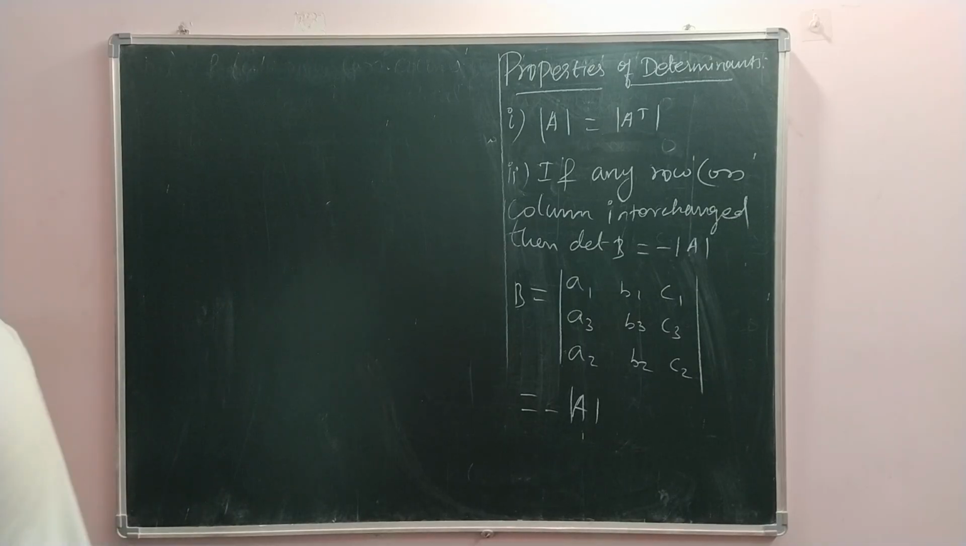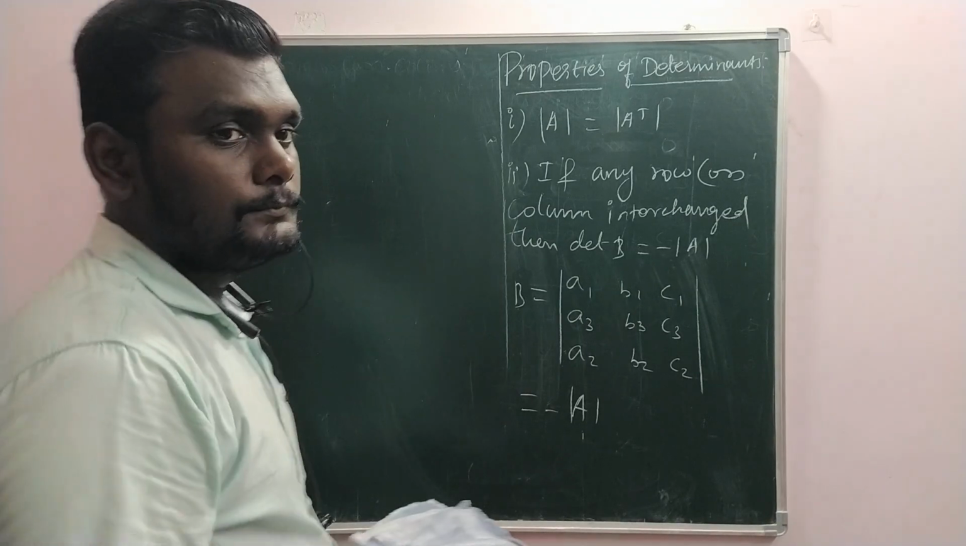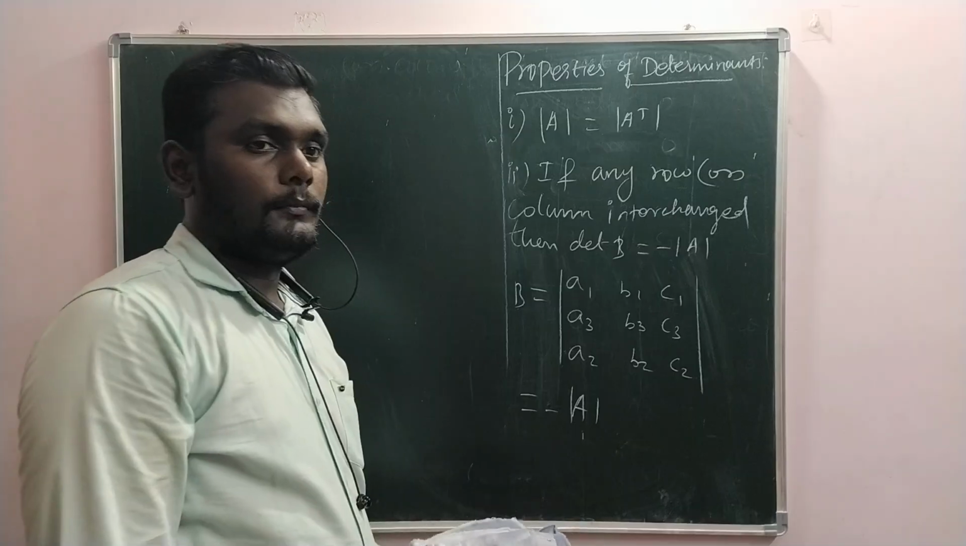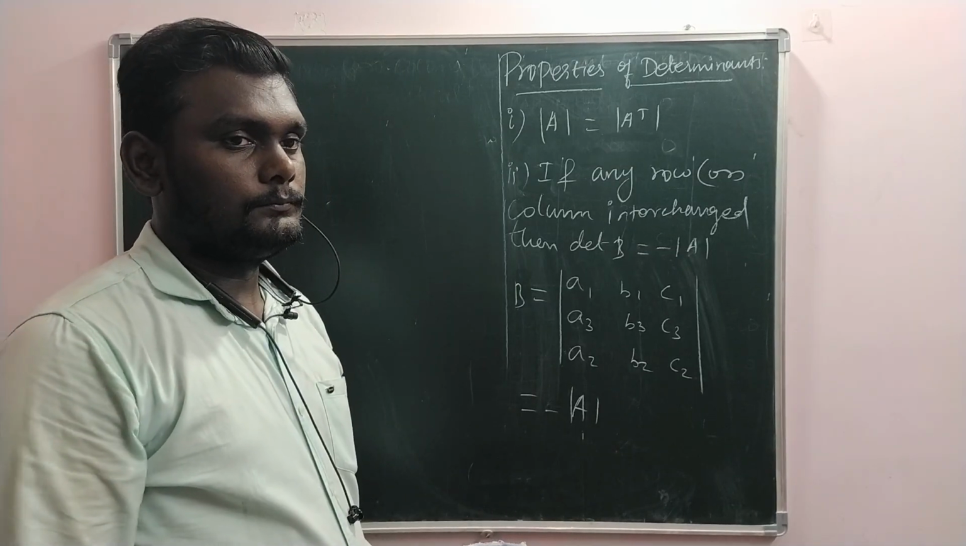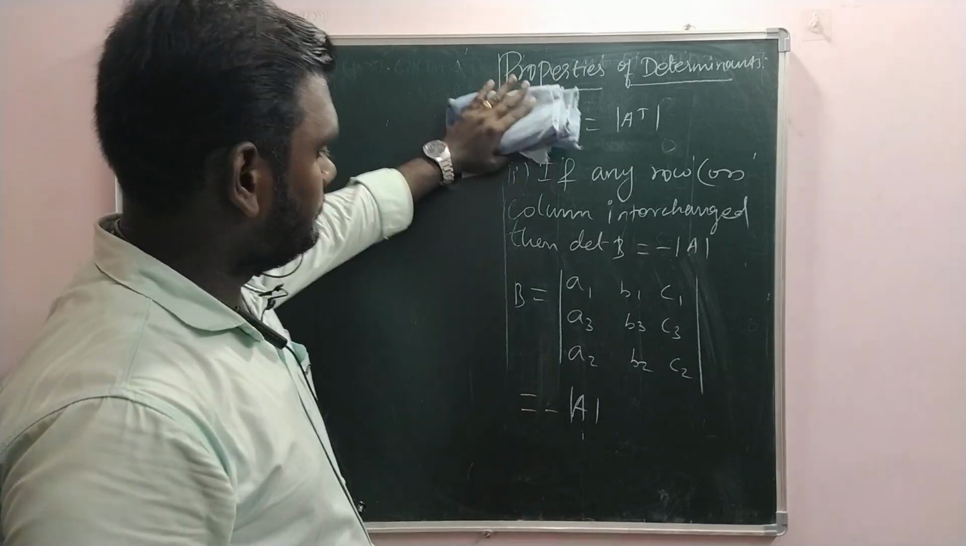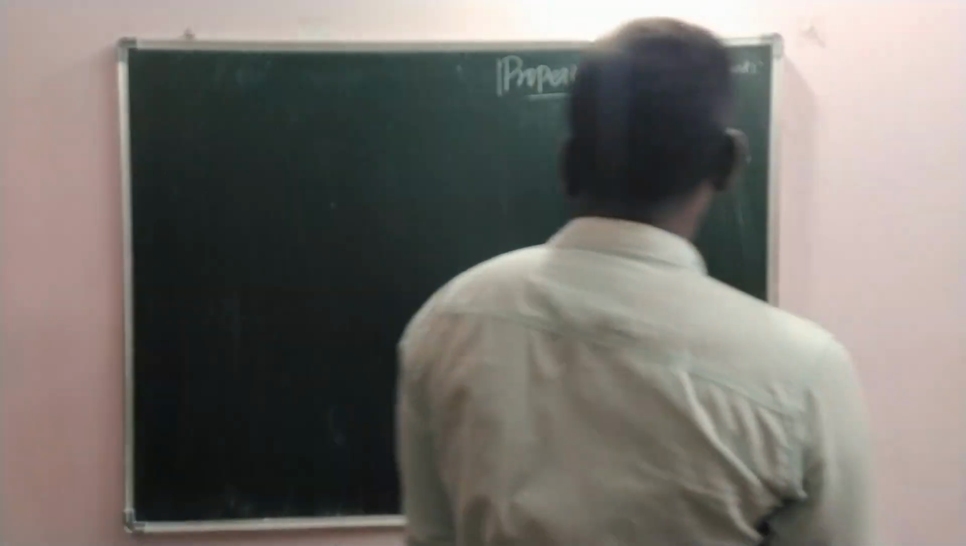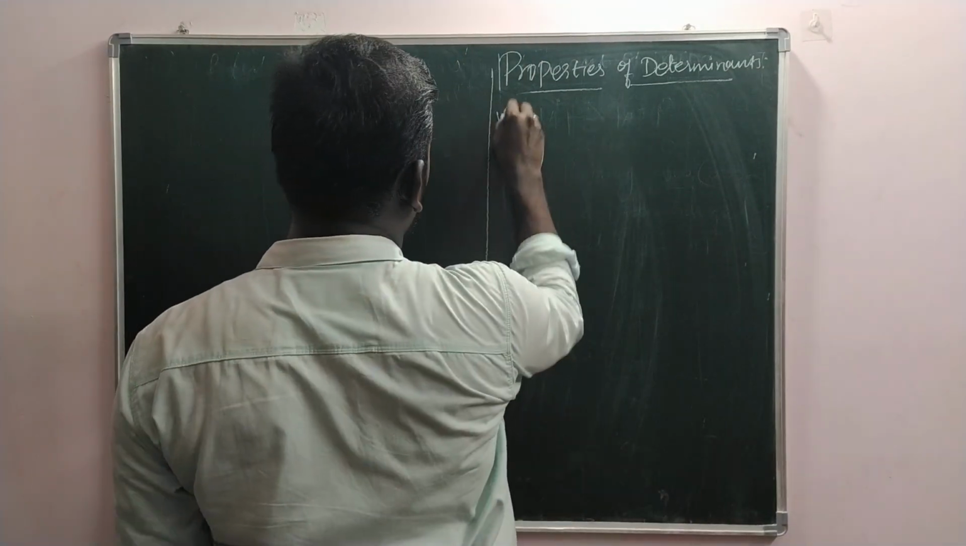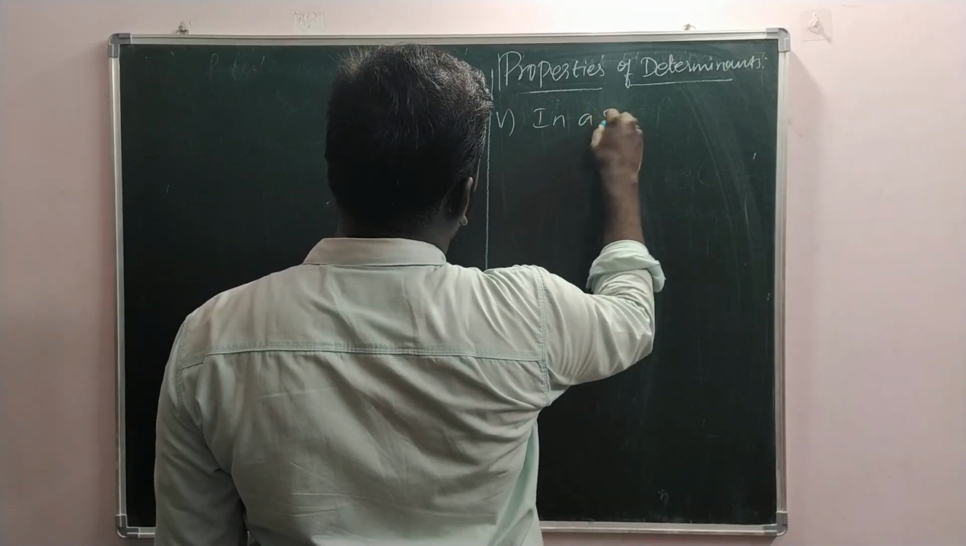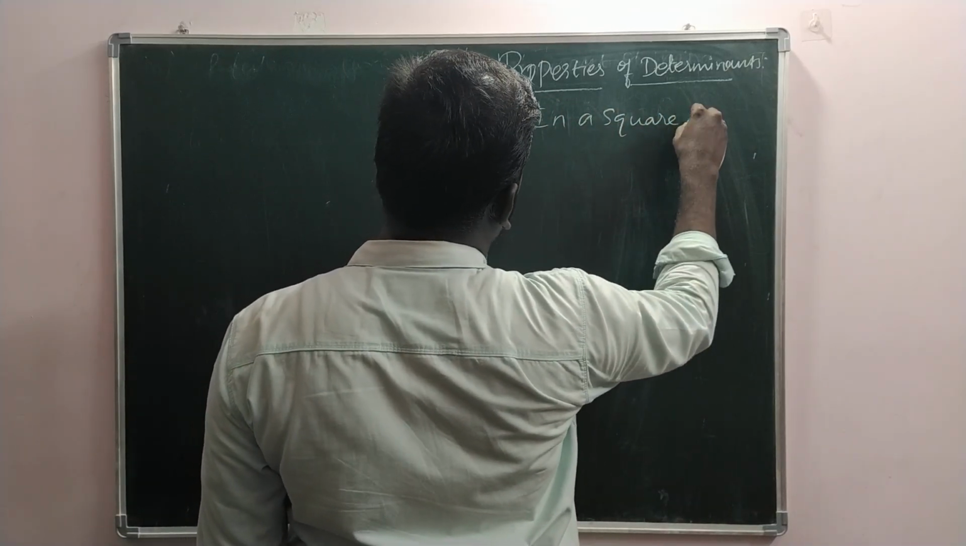So there is the second one as well. Okay. Fifth one. See, what we are discussing is only about square matrices.